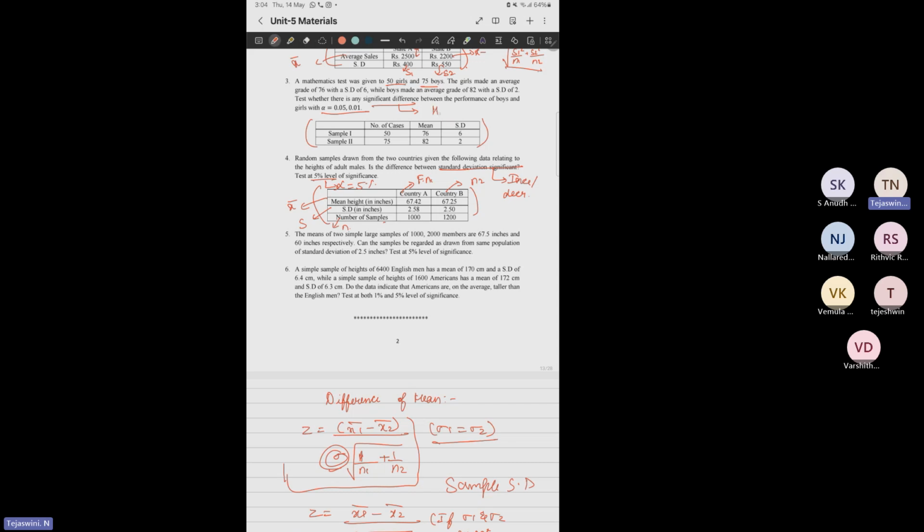The alternative hypothesis will be mu1 is not equal to mu2. That is two-tailed.